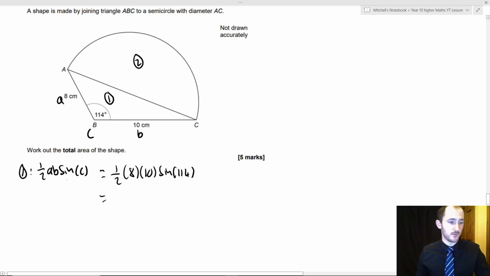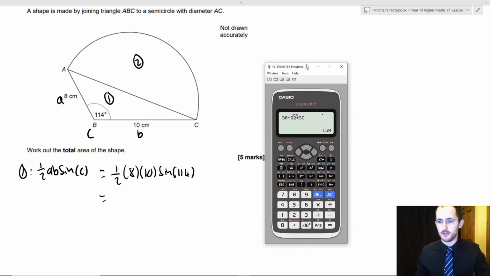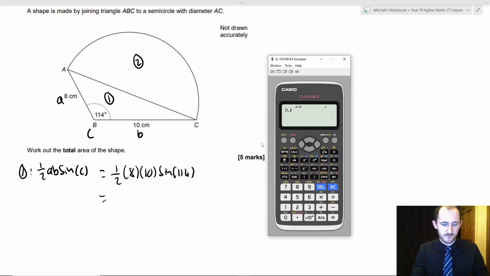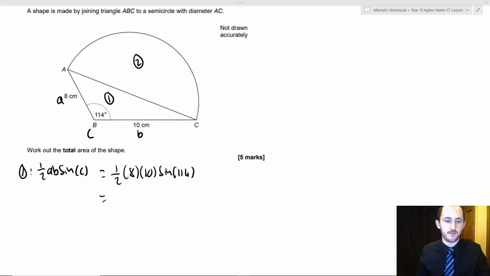I don't know sine 114 off the top of my head, so again, this is a calculator question. So we have 0.5, which is a half, times 8 times 10 sine 114. Also, if anything's not big enough, like you want me to zoom into anything, please let me know. We get 36.54. I'm going to keep it to 2 decimal places just until the end so we can get an accurate answer. And that is centimetre squared.